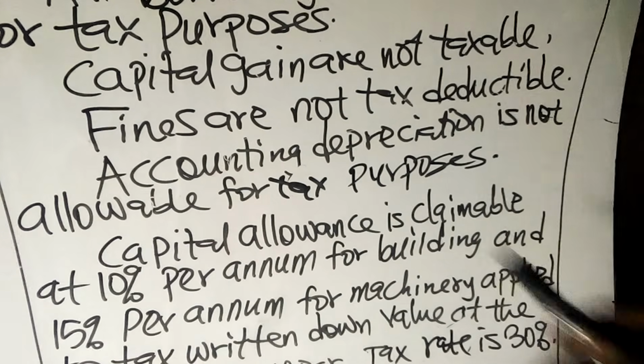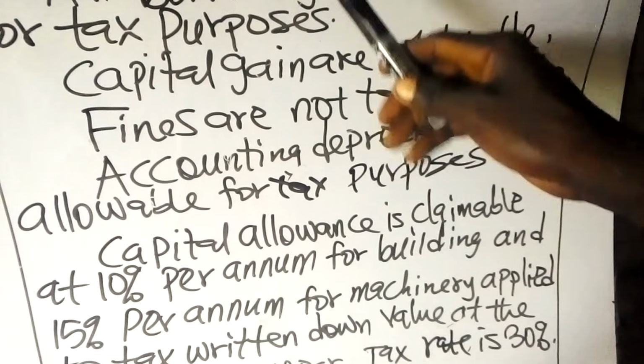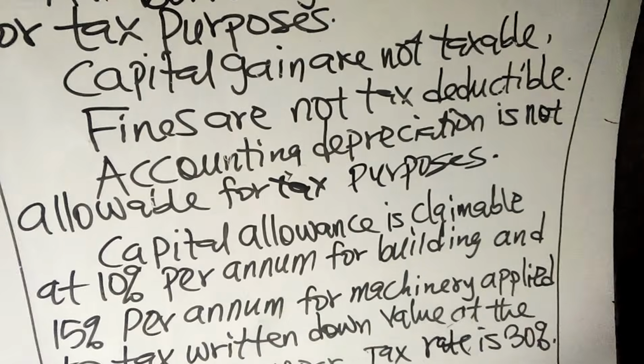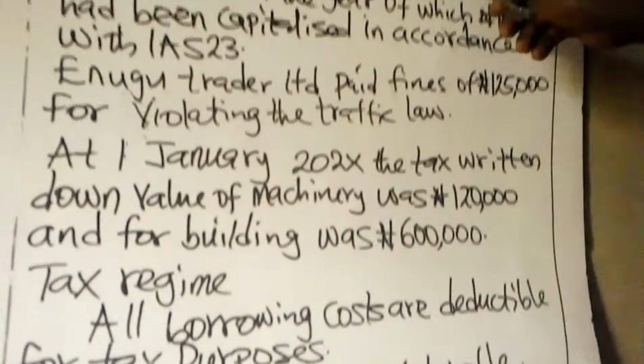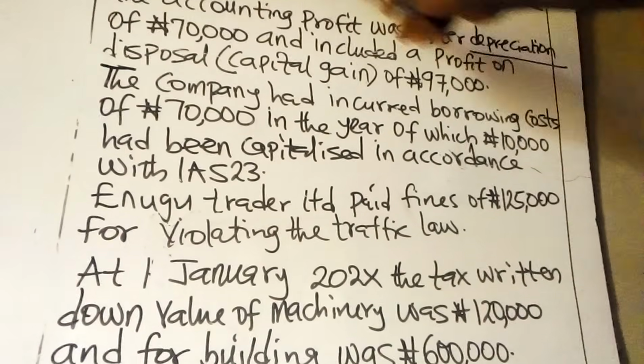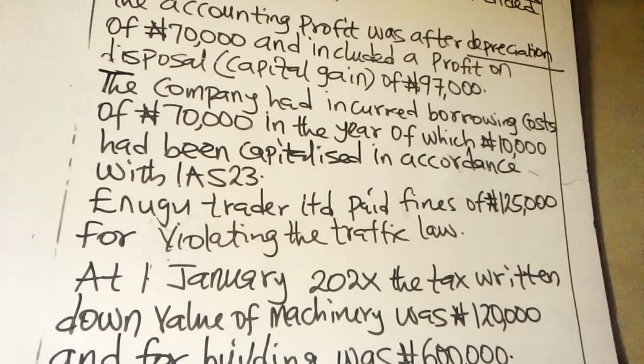Now, our borrowing cost. Okay, if you look, they said capital gains are not taxable. So that means we will need to deduct the capital gain of 97,000 since it is not taxable and it has been included in the accounting profit. So depreciation is not allowable, so we need to add it back.